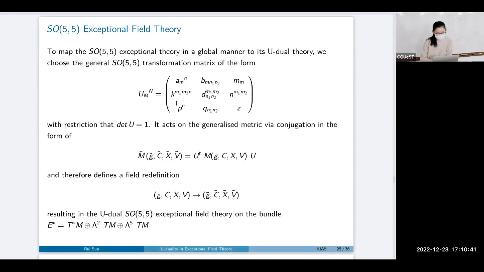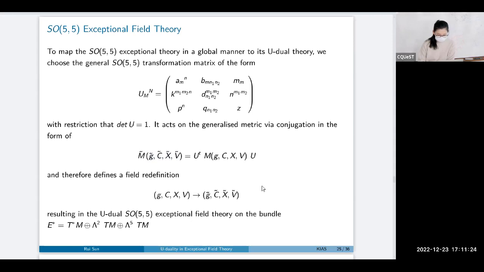And now we take the general transformation matrix in this way. The index structure to map with the transformation matrix will be like this. And it maps in this way. So we get the dual fields. And the dual bundle is this one for this dual field. So every section is transformed into the dual bundle.